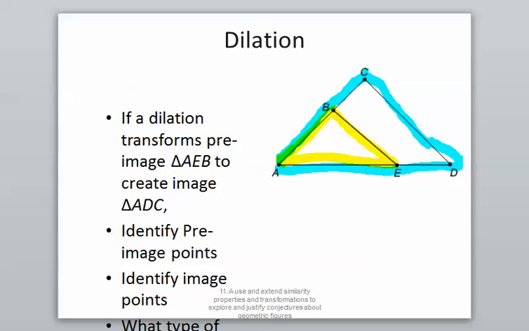And so what are we looking at? It says identify pre-image points, identify image points, and what type of dilation is this? Well, it is an enlargement, right? So let's see here. Pre-image points are A, E, and B. The image points are A, C, and D. And what type is this? It's an enlargement. Cool?